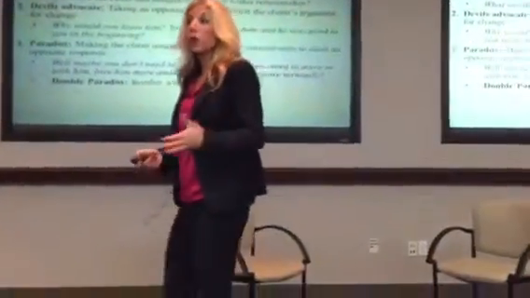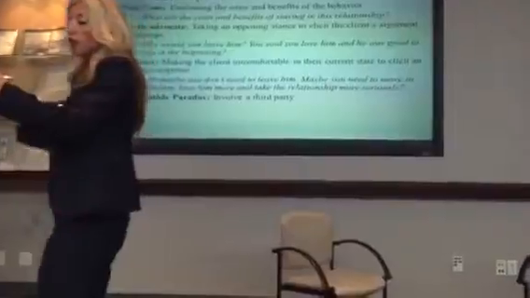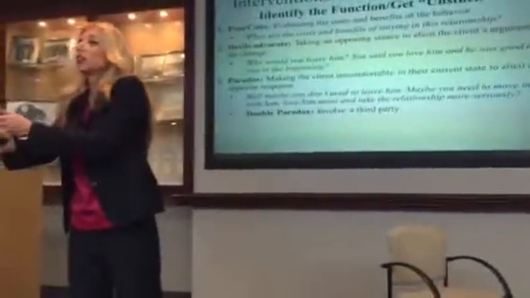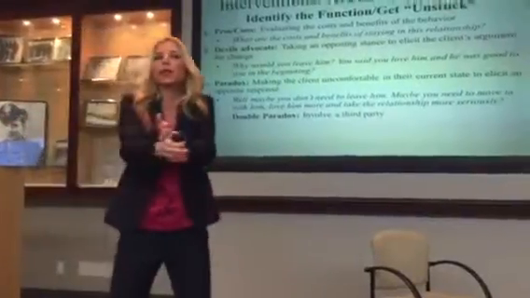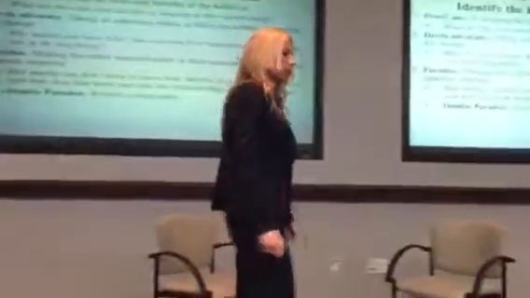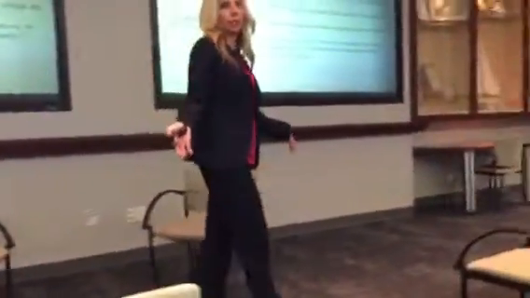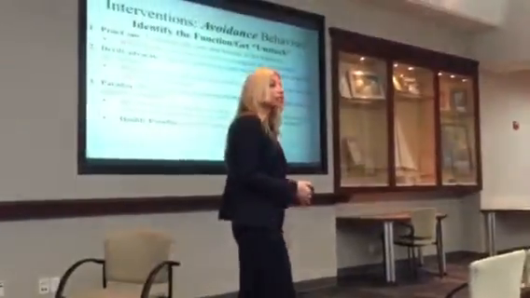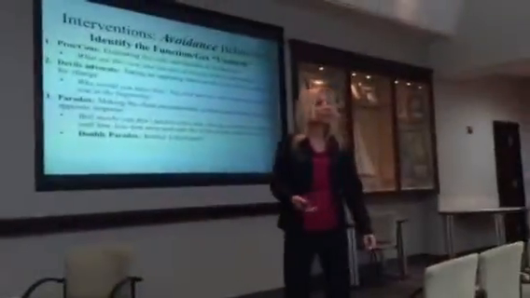With the paradox though, I'm going to be very directive, and I'm going to align with their behavior, and I'm going to encourage them to do the very thing they're maybe already doing, but in their mind they know that they don't want to be doing. So for example, I would say something like, well, maybe you don't need to leave him. Maybe you need to move in with him and love him more and take the relationship more seriously, right?